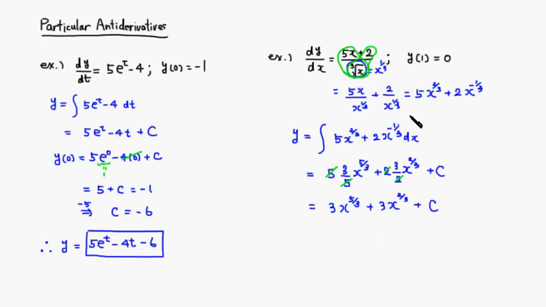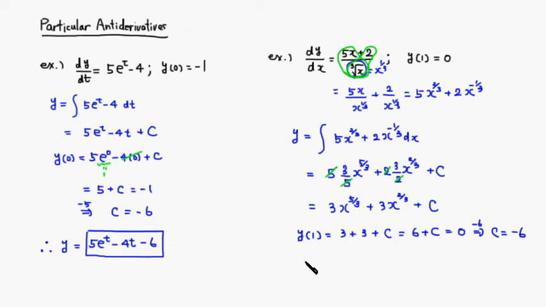So we want to find c by using the second piece of information. We plug in x equals 1. So 3 times 1 to the 5/3 is going to be just 3. 3 times 1 to the 2/3 is going to be 3, because 1 to any power is 1. So plus c, which is 6 plus c. And we're supposed to get 0 there. Then we can simply subtract 6 from both sides, and c happens to be negative 6, which is the same number as the c before, but this is just by chance.